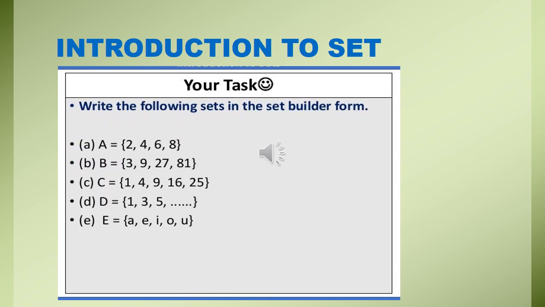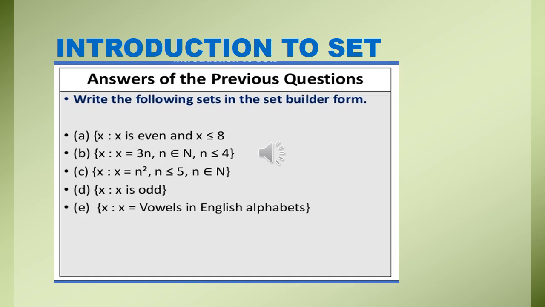Good. My dears, now it's your turn. I think all of you are happy to solve this task. Let's see who does it quickly. Clear? These sets are given in listing form, and you have to write all the following sets in set builder form. Set builder form means you have to use symbols to show the characteristics of the elements. Clear? Well done.